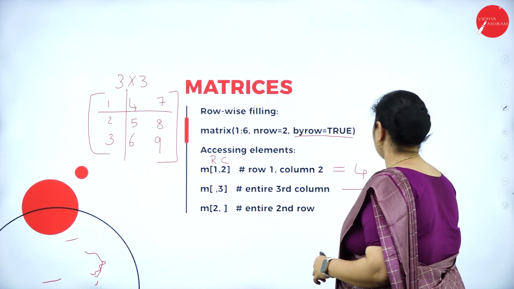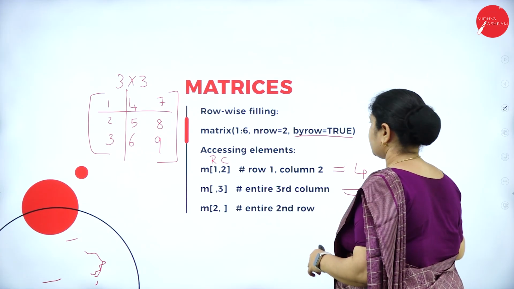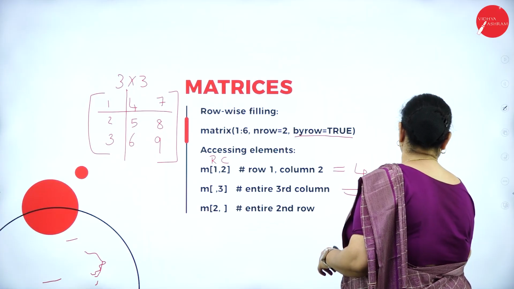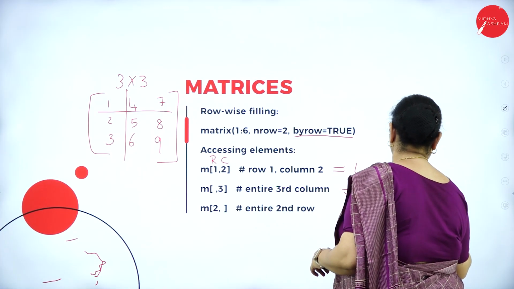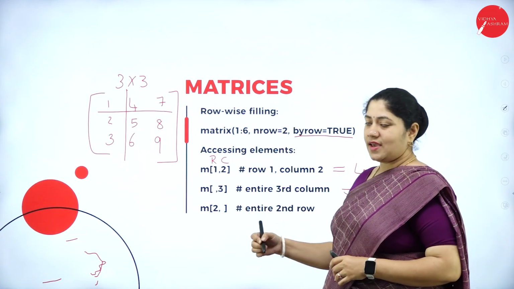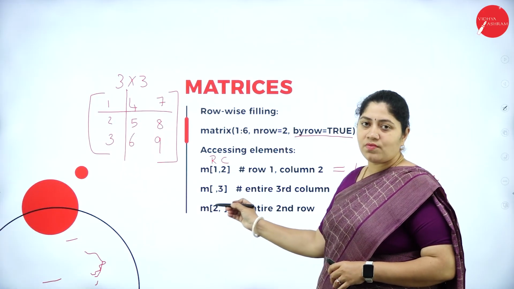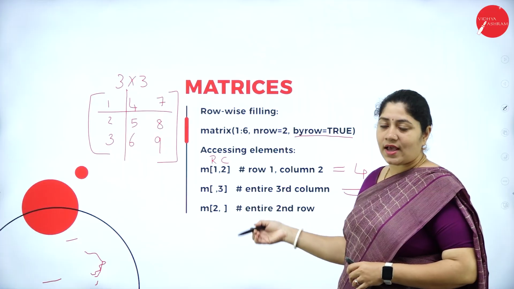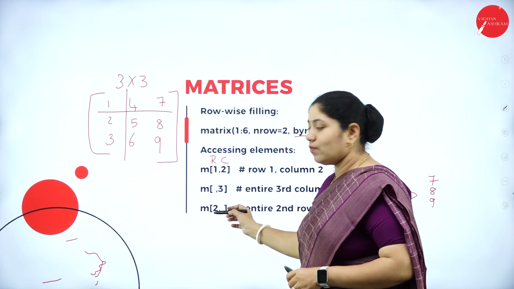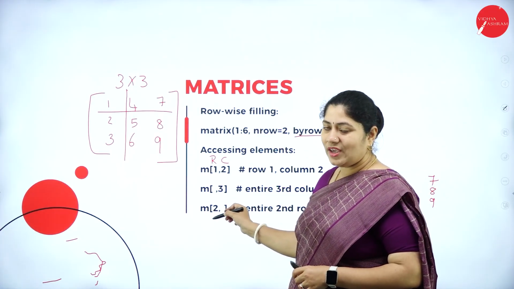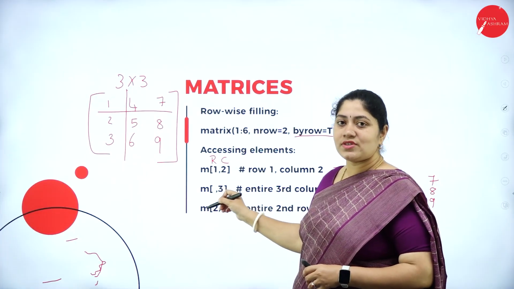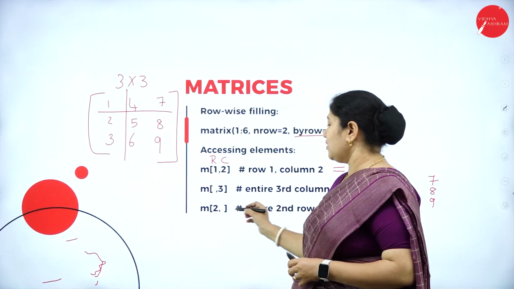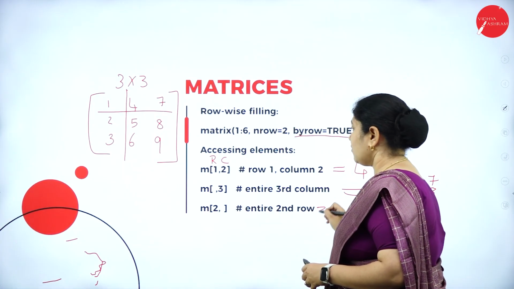So let's see, the entire third column is required over here. So what's the entire third column? It's none other than our 7, 8, 9. So let's write the 7, 8 as well as the 9. Up next, the next example is m[2, ] with an empty space, which specifies the entire row. Which row? Second row. So it is requesting access to the entire second row. So the entire second row values are, what are those?